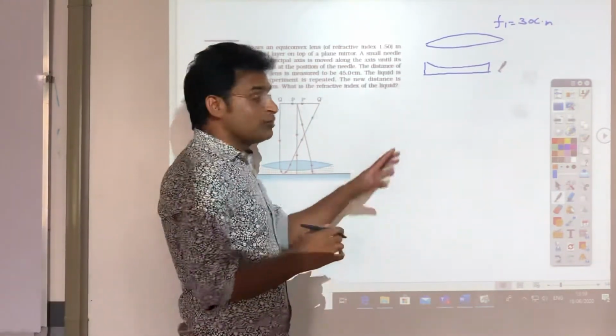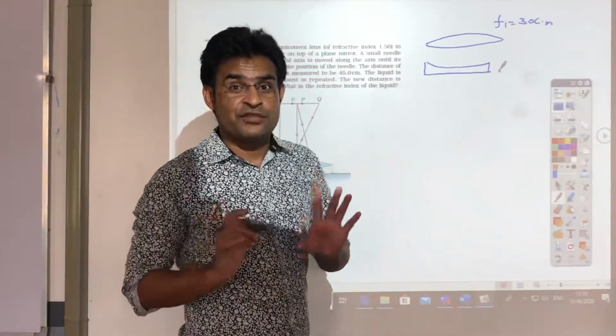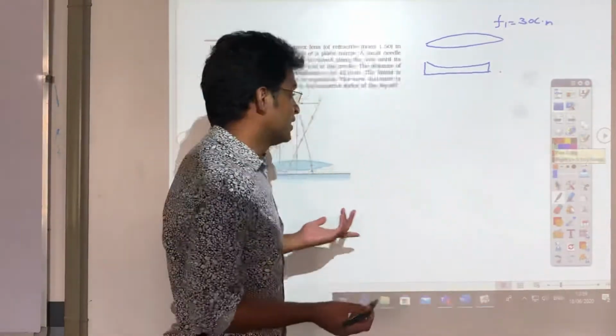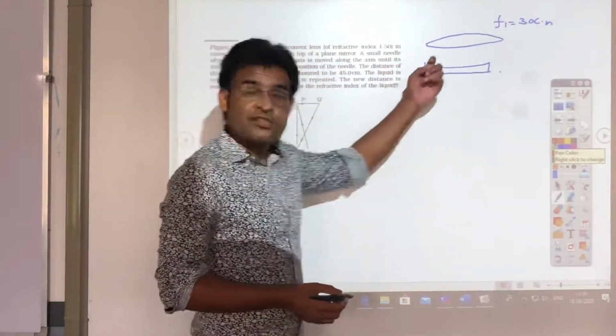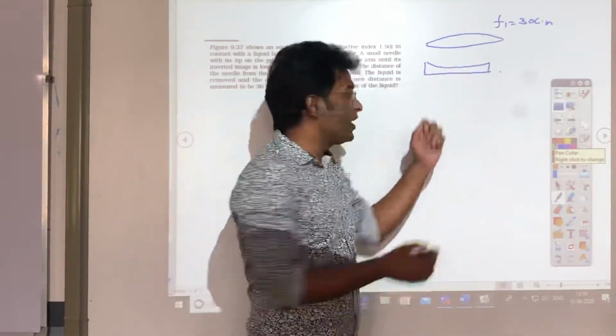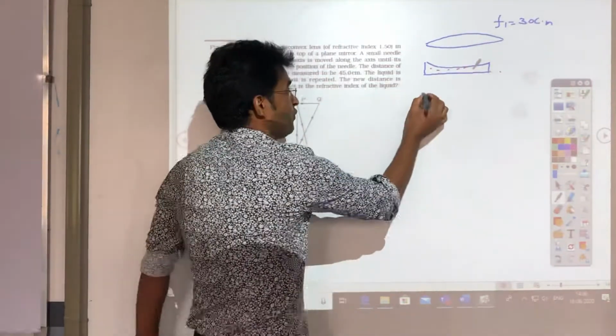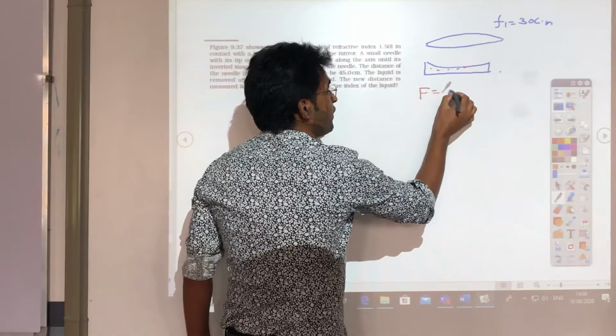But focal length of these two combination is 45 centimeters. That's already there in the question. Focal length of first lens is 30. Focal length of this liquid lens we don't know, but focal length of the combination is 45 centimeter, not 40.